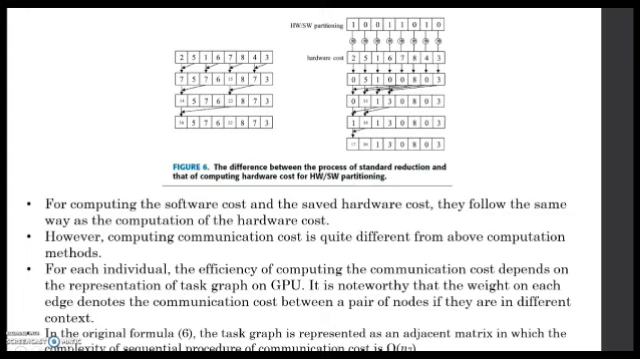For each individual, the efficiency of computing the communication cost depends on the representation of the task graph on GPU. It is noteworthy that the weight on each edge denotes communication cost between a pair of nodes if they are in different contexts.